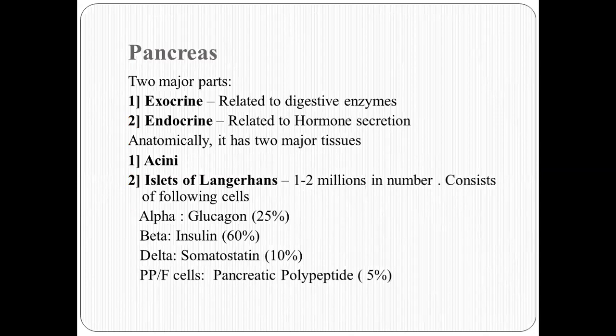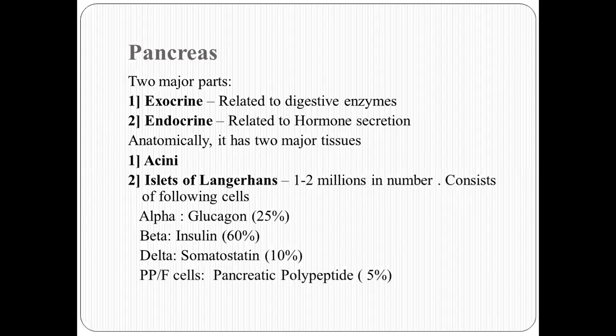Along with that, it also has an endocrine part, and this endocrine part is related to hormone secretion. The endocrine part anatomically has two major tissues. One is acini and the second is islets of Langerhans. It has islets which are around 1 to 2 million in number, and they have different types of cells. Up till now, we have found around four types of cells.